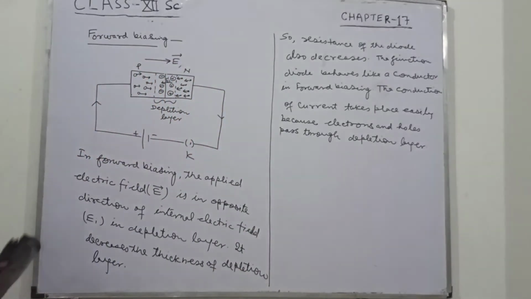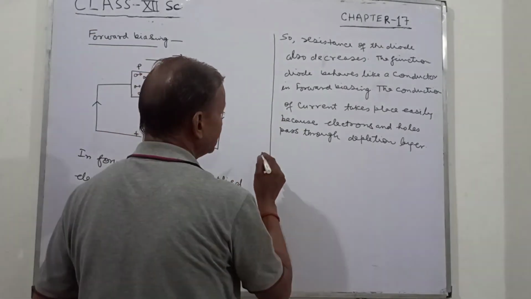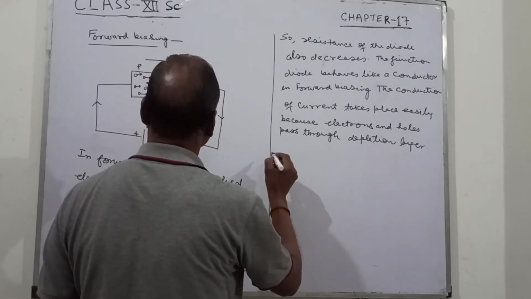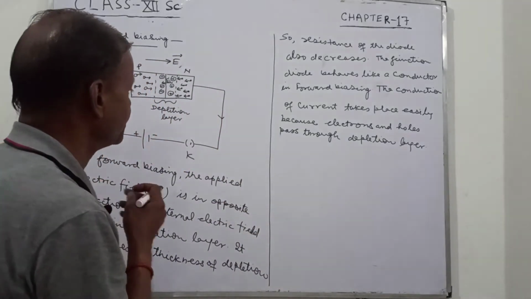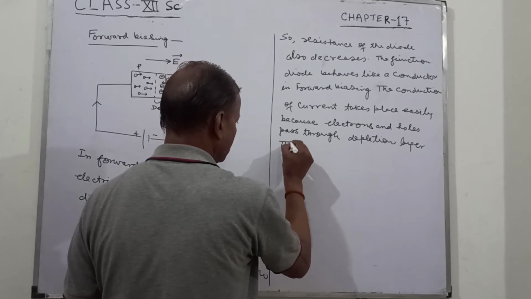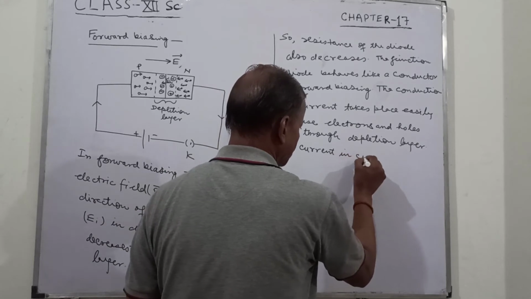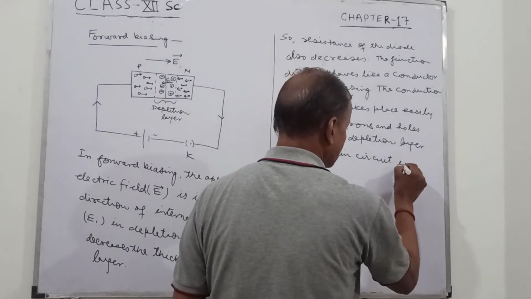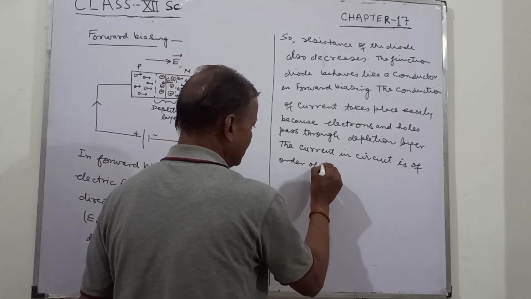So this is what about forward biasing. And now if we take the reverse biasing, in this case the current is in milliamperes. The current in a circuit is of order of milliamperes.